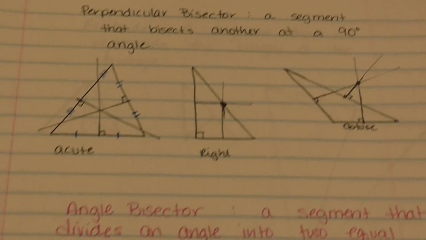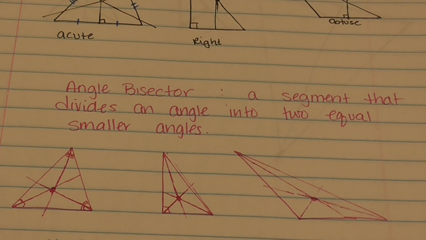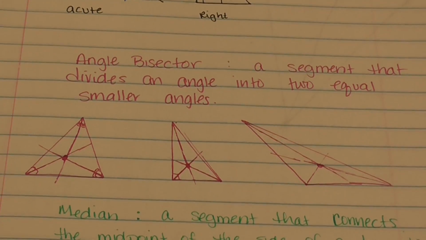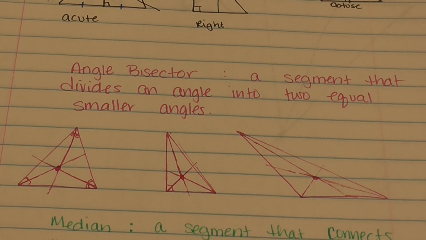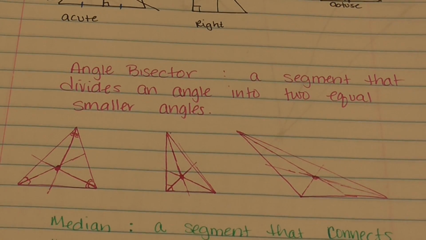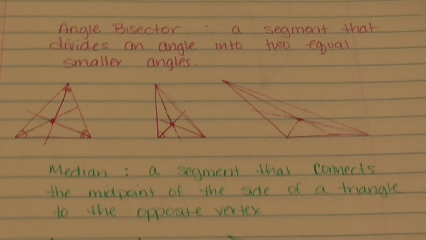The angle bisector is the segment that divides an angle into 2 equal smaller angles. So each of the 2 angles equal each other wherever they're created. You draw all 3 of them, one for each angle, and you have yourself the incenter.